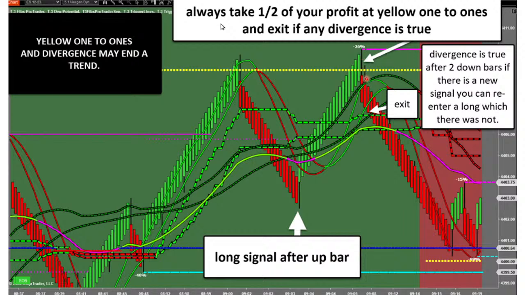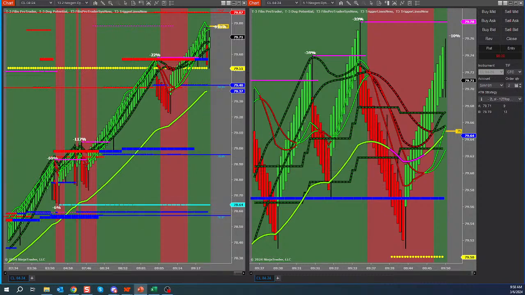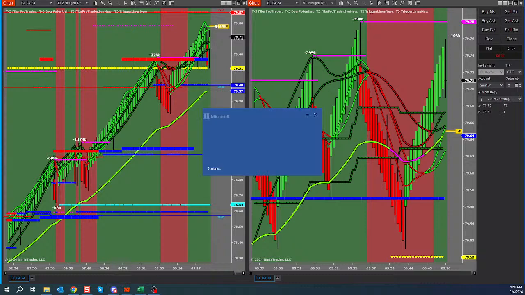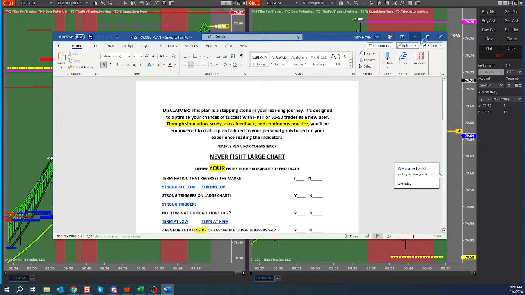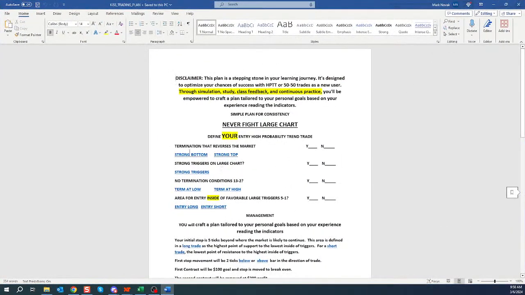Guys, management's hard. Well, it's not hard. Management is going to take more thought. Management is going to take chart reading. Management, really, to be honest with you, is the second piece of the puzzle. Great entries are what we're striving for in the beginning. And the easiest way to catch great entries is to have a plan.